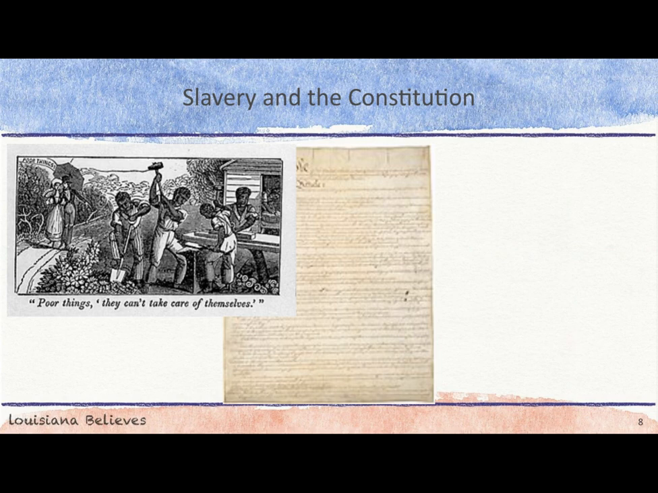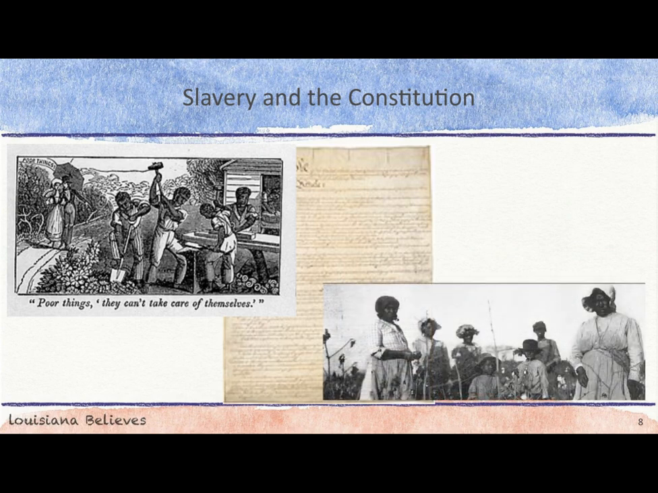The Constitution also prohibited Congress from outlawing the Atlantic slave trade for 20 years. A fugitive slave clause required the return of runaway slaves to their owners. The Constitution gave the federal government the power to put down domestic rebellions, including slave insurrections. The Emancipation Proclamation, as a war measure, freed enslaved people within the states that had rebelled during the Civil War. It wasn't until the passage of the 13th Amendment that slavery officially ended in the United States.